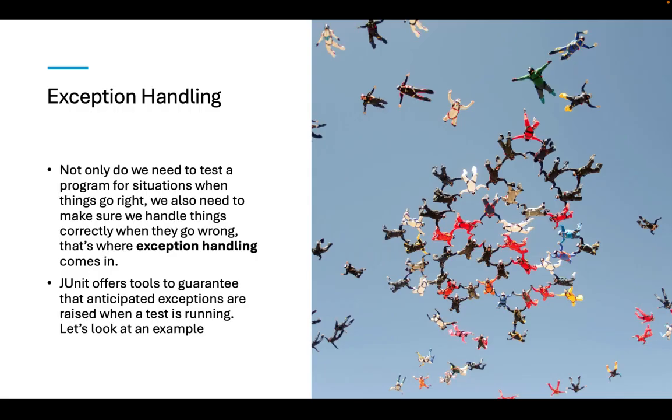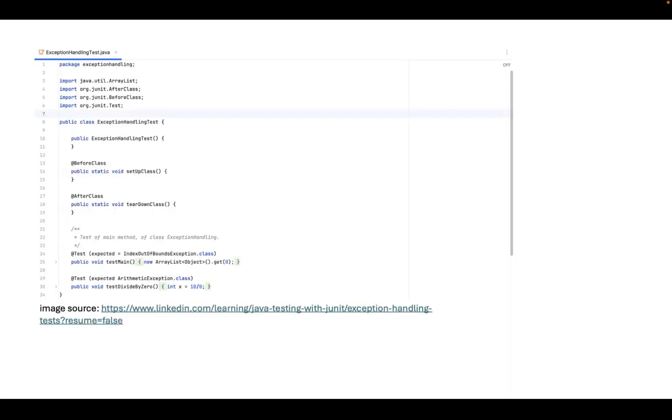And we have exception handling. Not only do we need to test a program for situations when things go right, we also need to make sure we handle things correctly when they go wrong. That's where exception handling comes in. JUnit offers tools to guarantee that anticipated exceptions are raised when a test is running. Let's look at an example. So this is one of the examples from one of the sources, the LinkedIn Learning Java testing with JUnit course, of exception handling.